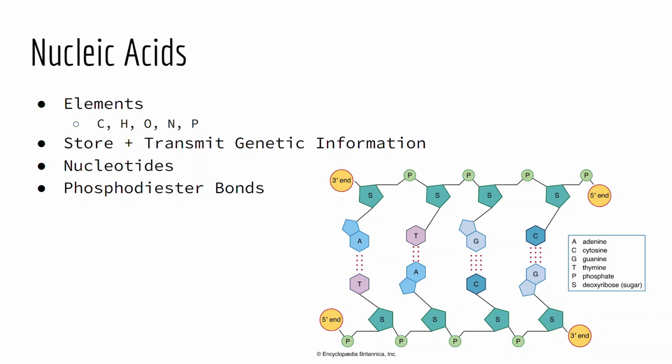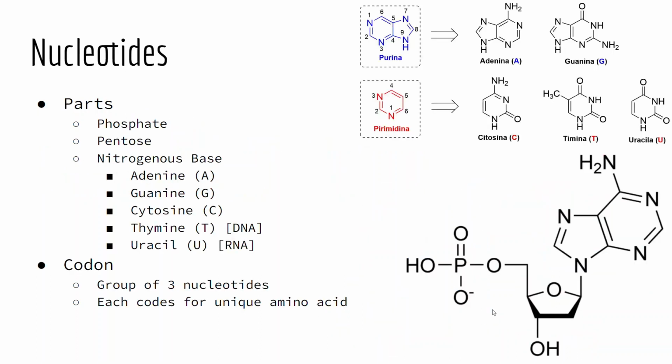Now, let's take a closer look at the nucleotides. Nucleotides are made out of a phosphate group, a 5-carbon sugar, and a nitrogenous base. By the way, any sugar with 5 carbons in it is called a pentose. There are 5 nitrogenous bases split into 2 groups.